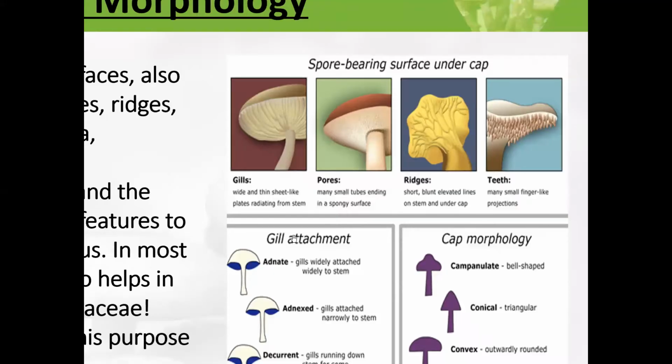Okay, so gills we're all familiar with. These are the pores that I was talking about that are familiar with Boletaceae. And then ridges, which you usually see in some Cantharellus species, the chanterelles, and then teeth. These are all spore-bearing surfaces, also called hymenophores. We don't really get that many fungi that have teeth formations growing right out of the ground in North Texas, but it's important to understand that that's a feature to check for as well.